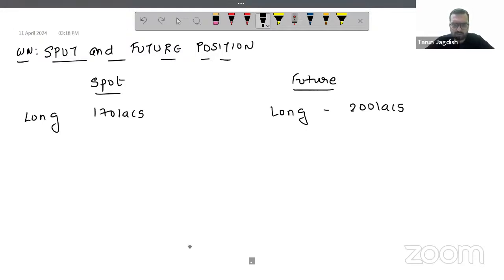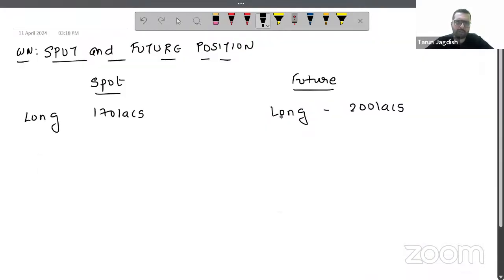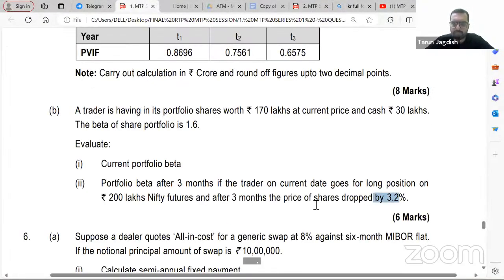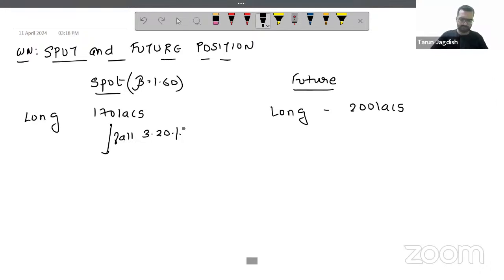Am I right? Guru Nirupama, for hedging purpose, I can be short on spot. But here, the question itself says I am already having a portfolio of 170 lakhs. That means I have bought the share. Buying the share is nothing but long. Am I right? This stock has a beta of 1.6. Now they are saying that the price of the share is going to drop by 3.2%. So it is going to fall by 3.2%. So you will sell at this price and you are going to make a loss over here.